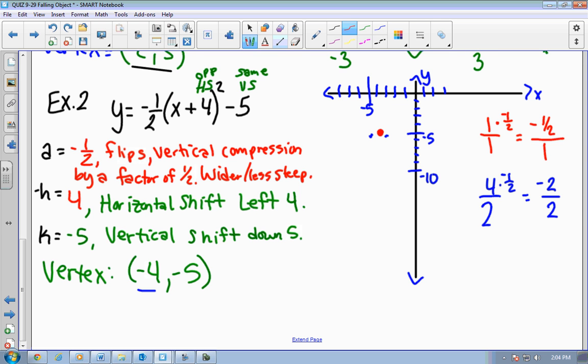So always go back to that vertex. Back at the vertex, which is at -4, comma, -5. We're going to go down 2, and then run 2. Down 2, and run 2. And because it's a fraction, it's not going down very fast. It's going wider more than it was going down. And then just make sure you curve it out like a parabola.